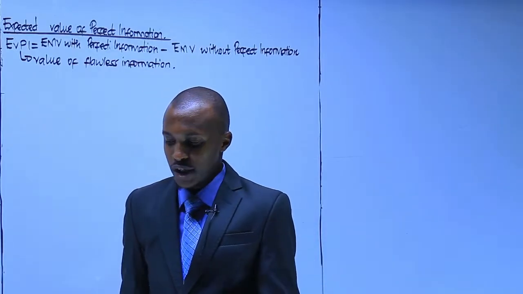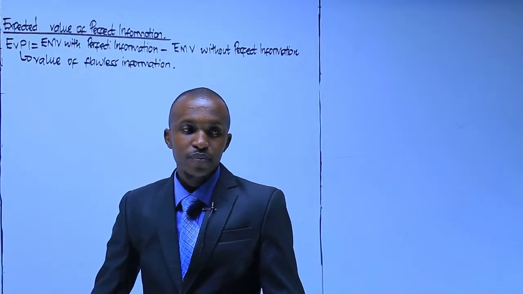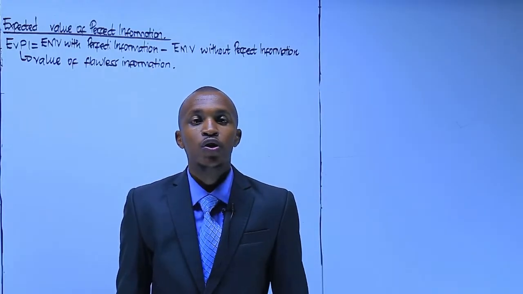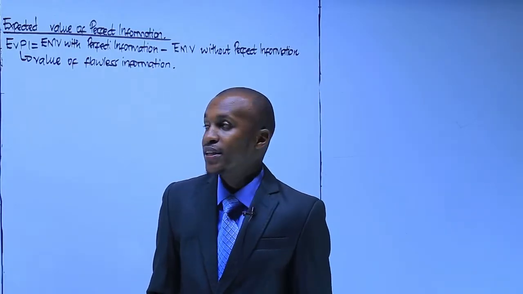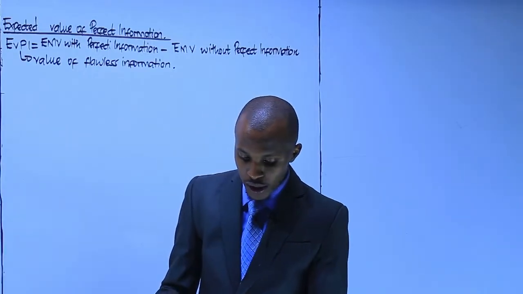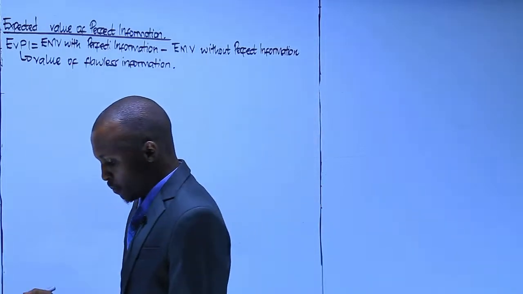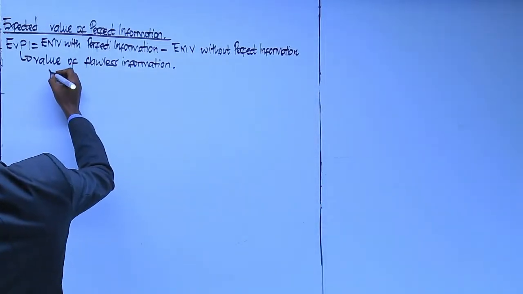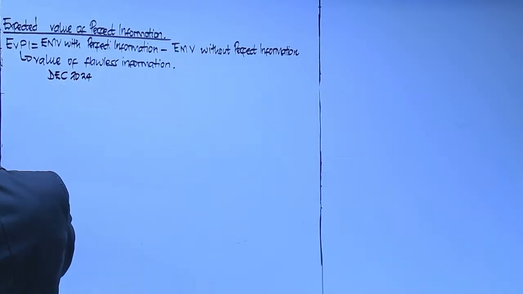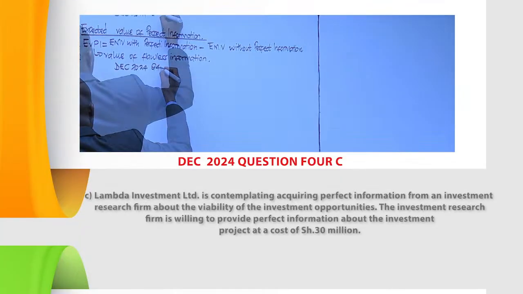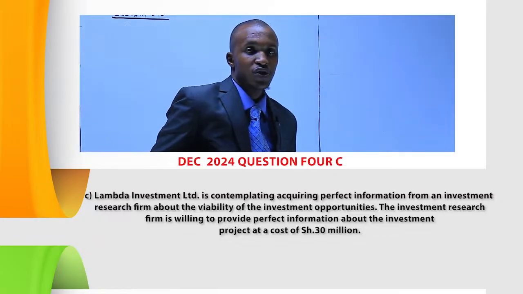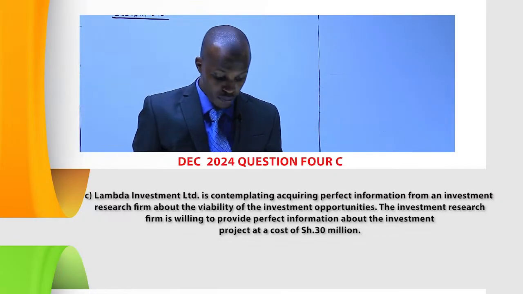I will start by showing you how you determine the value of perfect information using the payoff table. You can also determine the value of perfect information using your decision tree. But let me start by determining it using the payoff table, and we will go to a question on December 2024, question 4C. Though we will need to use information from 4B.